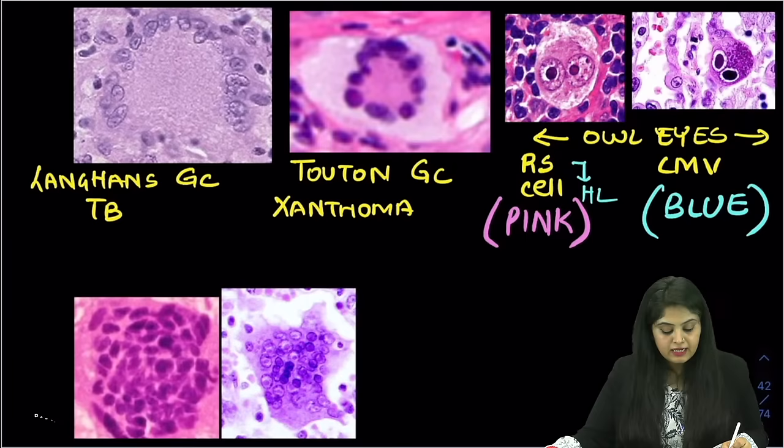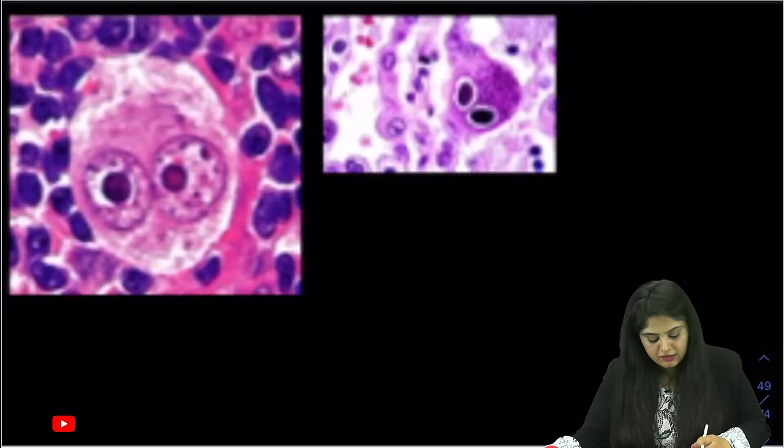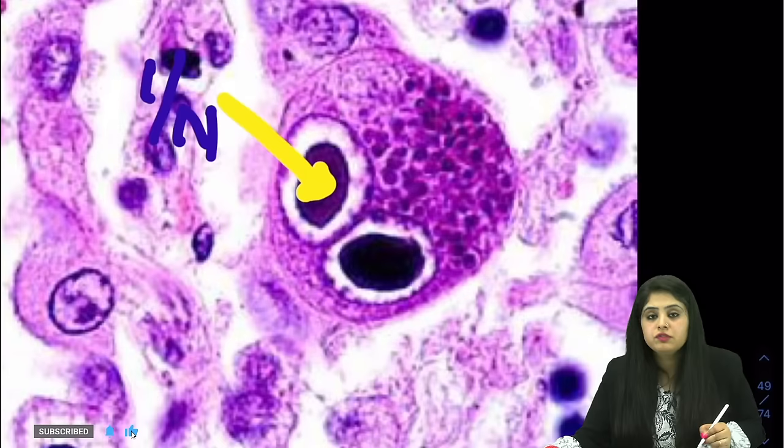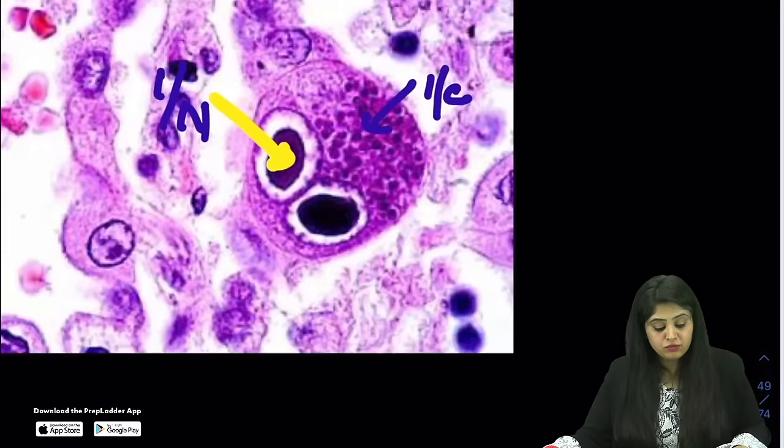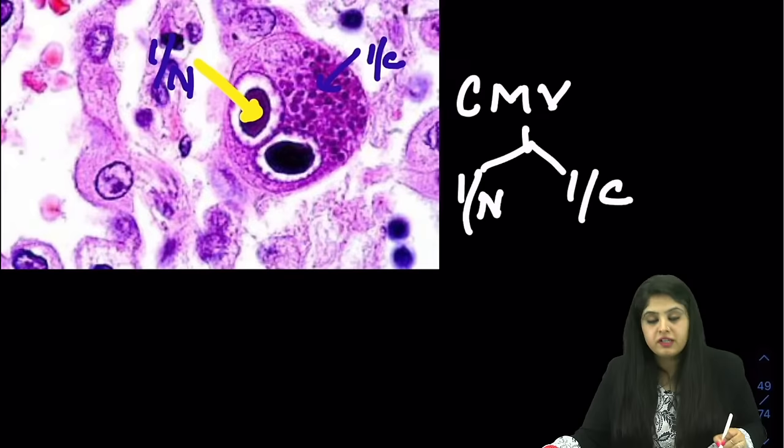Another virology question coming up your way. If I zoom into this cytomegalovirus, I want to ask you, is it only showing you the eyes? Is it only showing you intranuclear inclusions? Or is it also showing you intracytoplasmic inclusions? It is also going to show you intracytoplasmic inclusions. So that is a question that you get in virology, that cytomegalovirus shows intranuclear and intracytoplasmic inclusions. Another question in virology, which other virus shows you both?